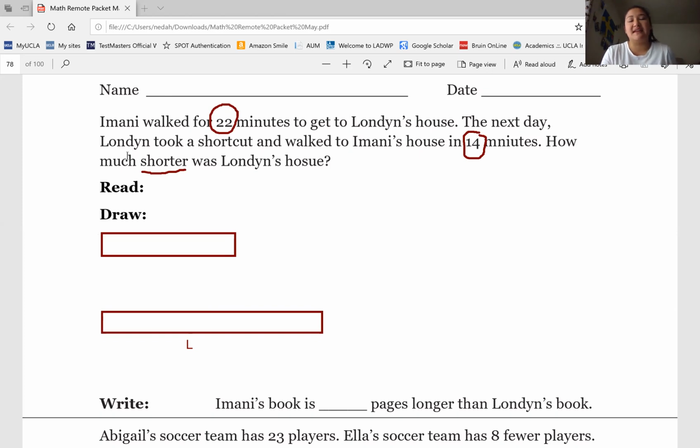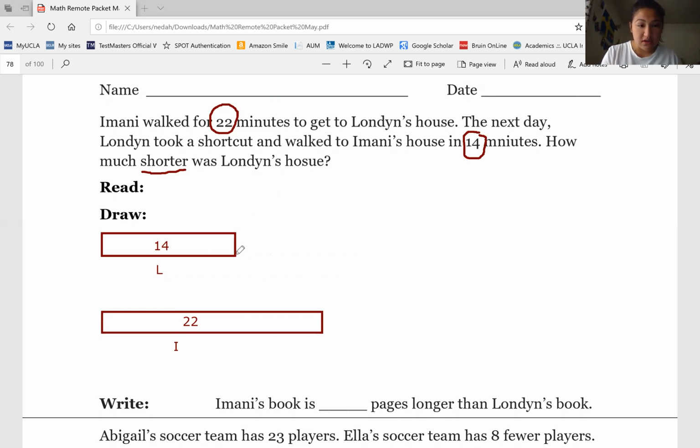We know that London walked the shorter number of minutes, which was 14. So we'll label that 14. And Imani walked for a longer time. She walked for 22 minutes. So her tape is going to be the longer tape.